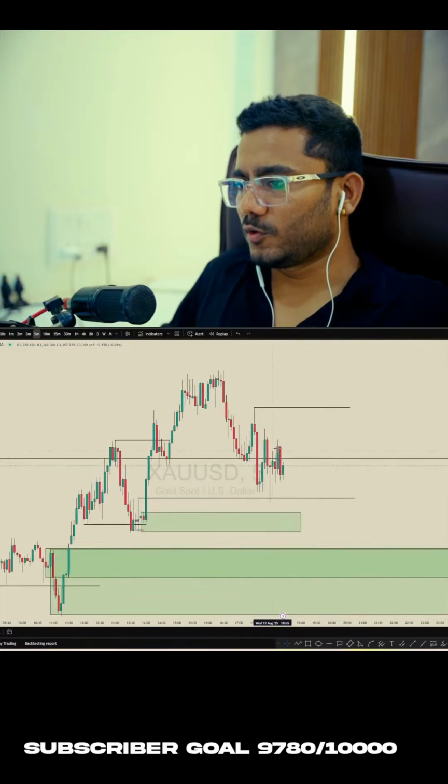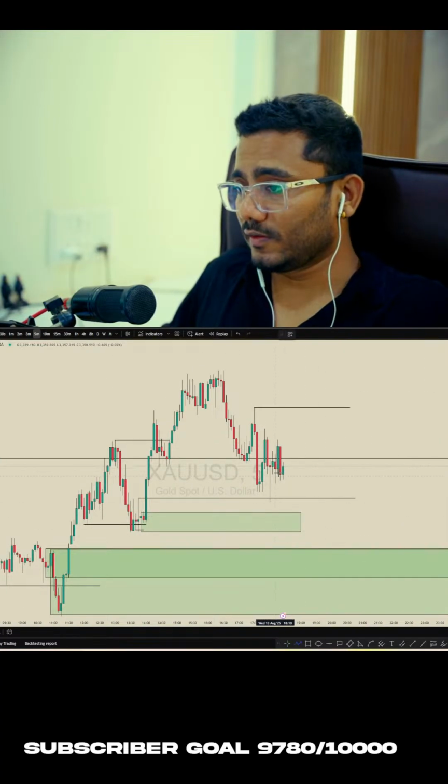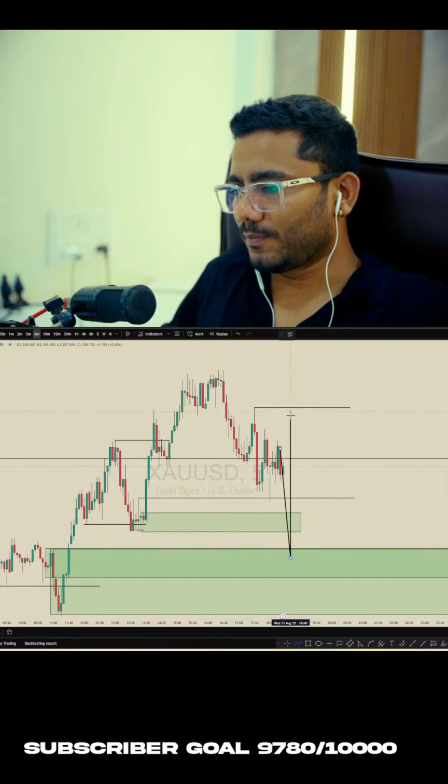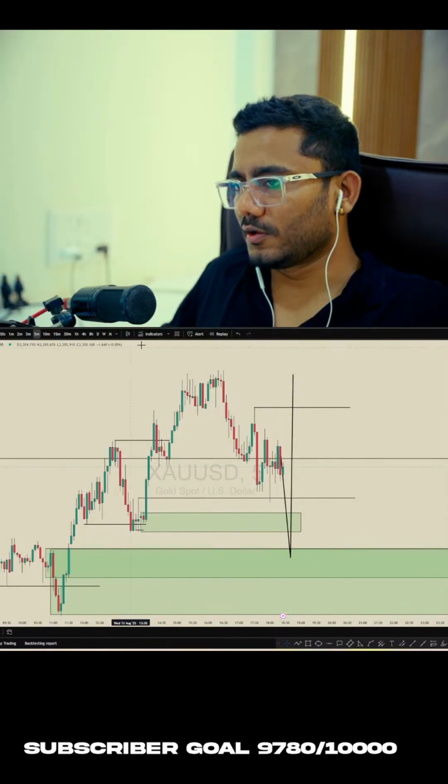Same thing we want price to do, until and unless, because what can happen is it can break this high and tap, and immediately it will continue the upside.